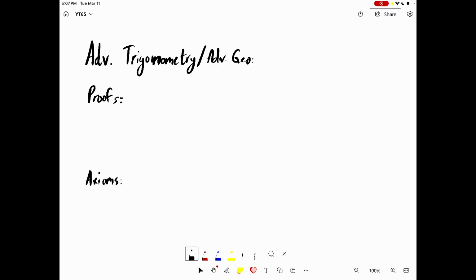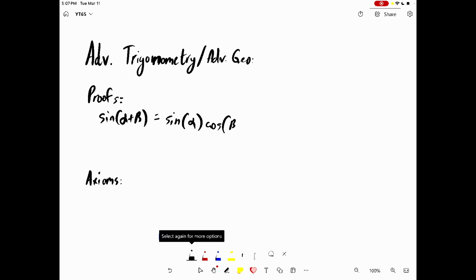Alright, today we will be talking about two main topics, which are proofs and axioms. Now, proofs is when you prove something, and it doesn't exactly have to be a formula. A proof is if you can prove any equation or identity. Like, let's say we wanted to prove sine of alpha plus beta is equal to sine alpha cosine beta plus sine beta cosine alpha. What one would do is one would pull up a triangle, use all the angles and all the trigonometry, and prove that equation to be correct.